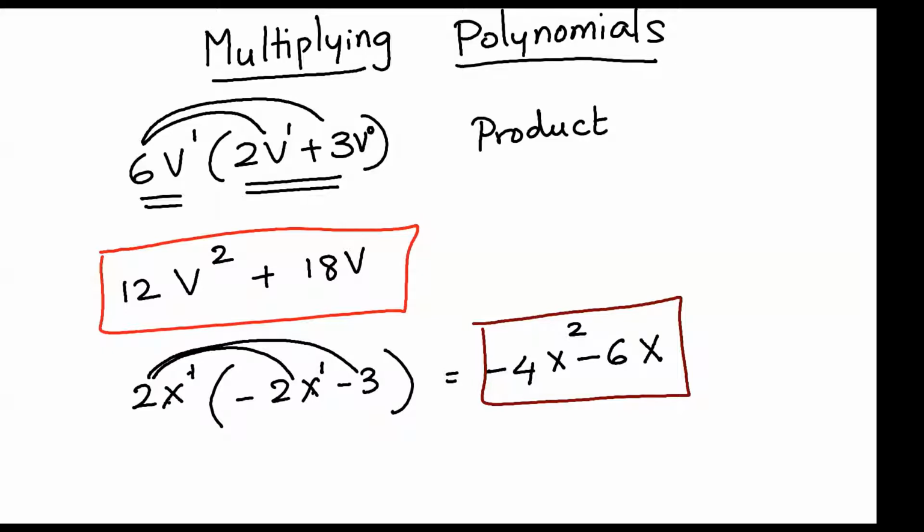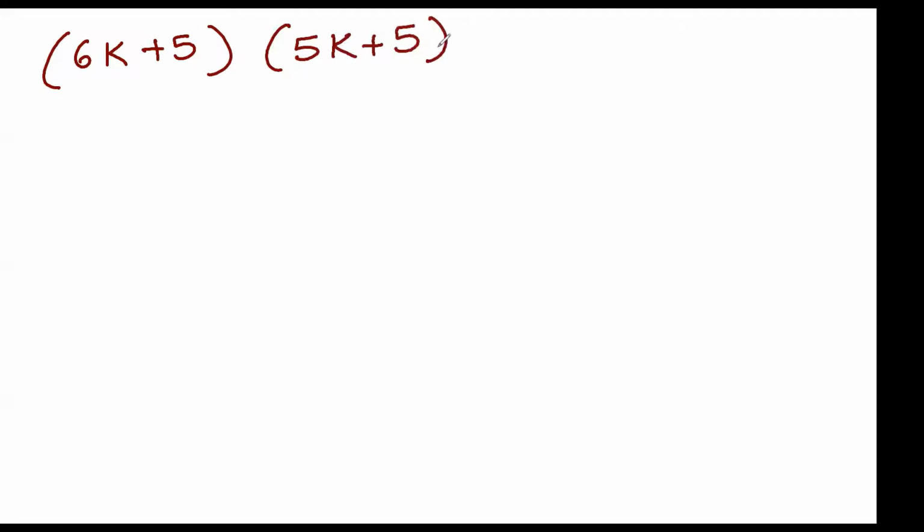But this time we're going to do something slightly different. 6k plus 5 times 5k plus 5. Now this time I have two binomials, right? Because they have two terms. Each one of these polynomials has two terms in them. So these are two binomials, and I want to multiply the two binomials.